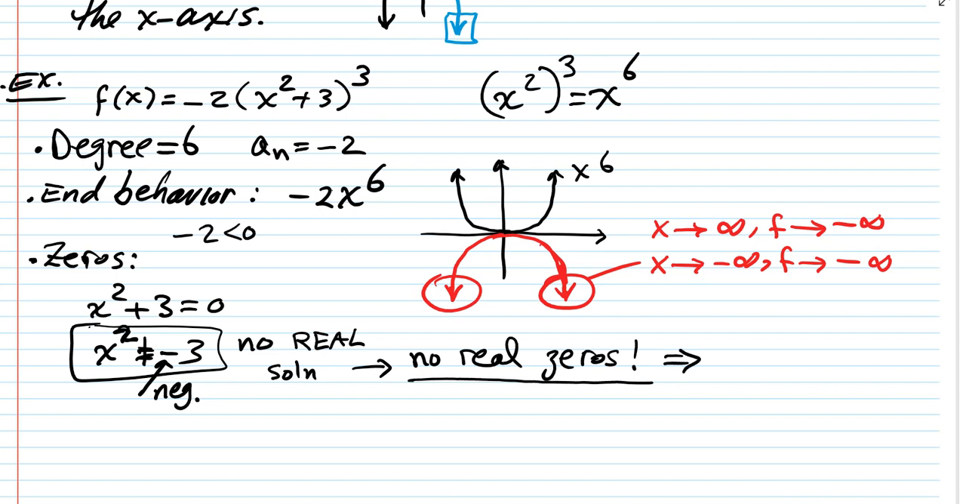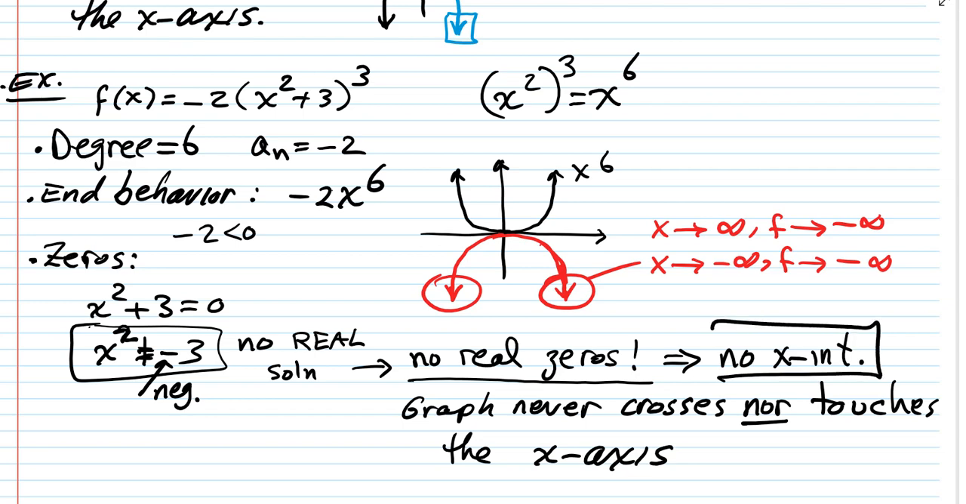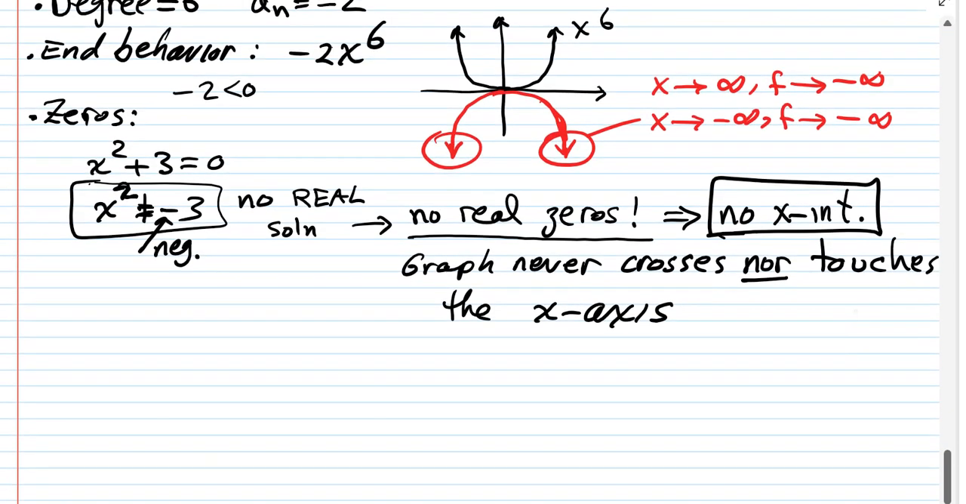If there are no real zeros, that means there is no x-intercept for the graph of this function. The graph never touches or crosses the x-axis because there is no x-intercept. Therefore, graph never crosses nor touches the x-axis because there are no x-intercepts. Those are the touching points on the x-axis.